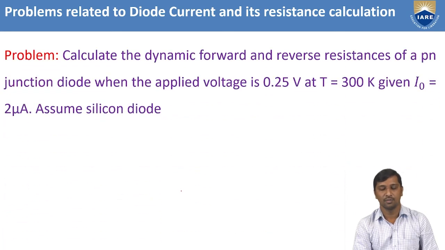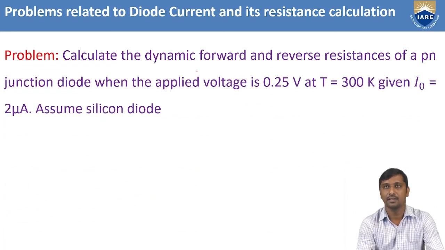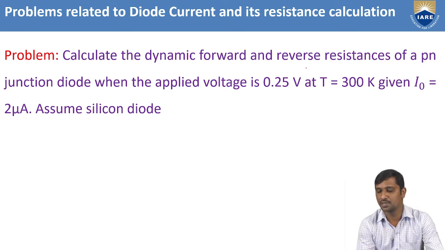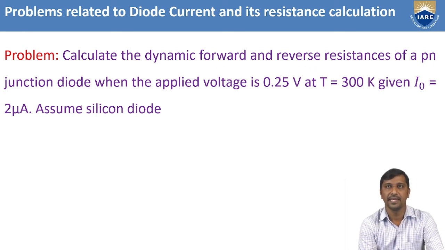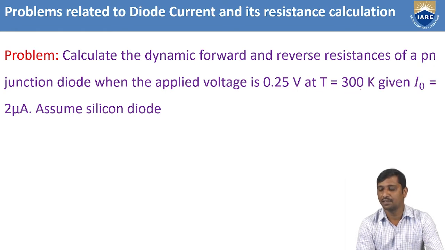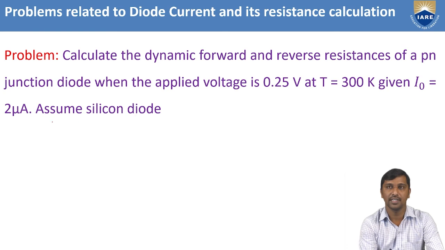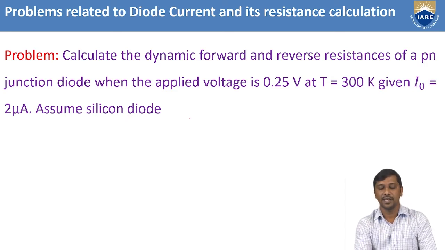Now we'll see another problem here. Calculate the dynamic forward and reverse resistances of a PN junction diode when the applied voltage is 0.25 volts at T equal to 300 kelvins, given I0 is 2 microamperes. Assume the diode type is silicon. So in this problem we need to find the dynamic forward as well as reverse resistances based on the given parameters.